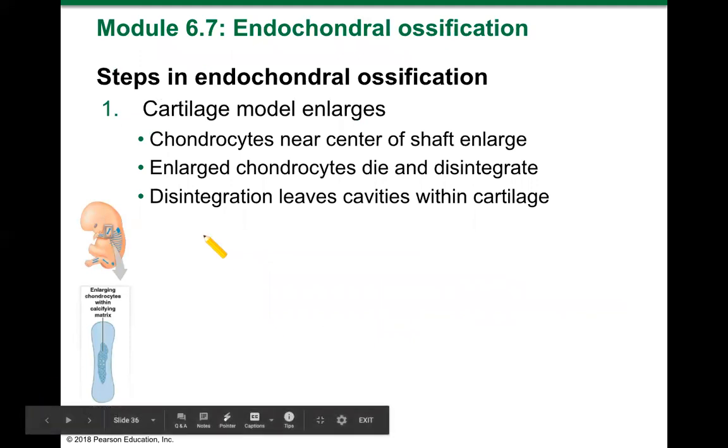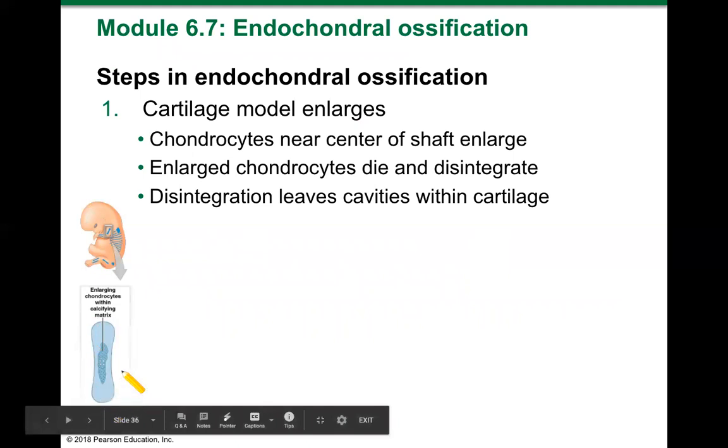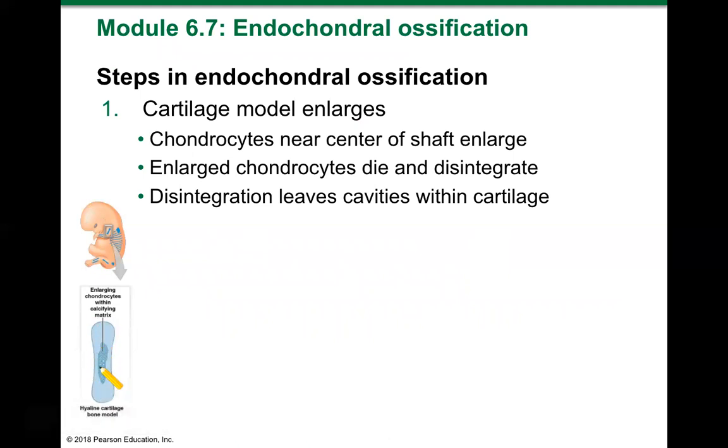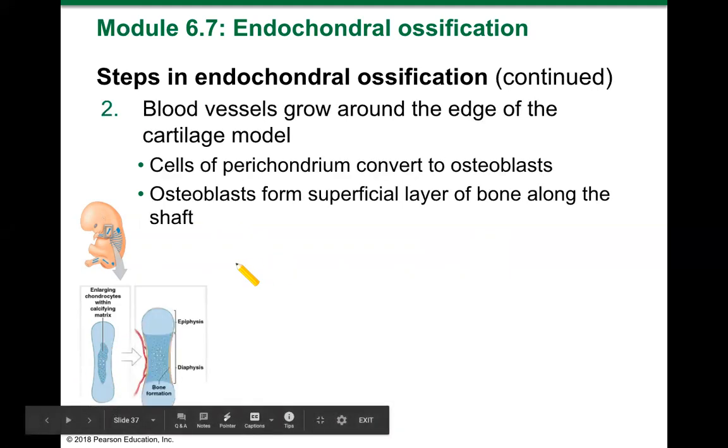So we're just going to go through the steps here, and this is in your textbook, but I don't have a page because I don't have a book with me. Cartilage model is going to enlarge. So the chondrocytes near the shaft. So here's our long bone example here. So the chondrocytes here are going to start to enlarge and disintegrate, leaving cavities.